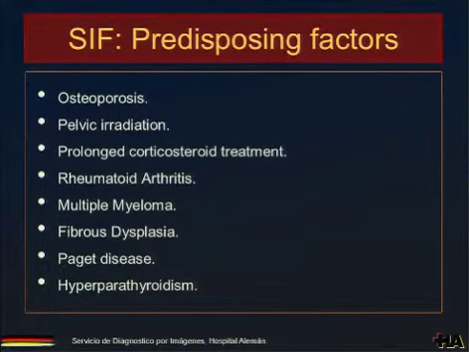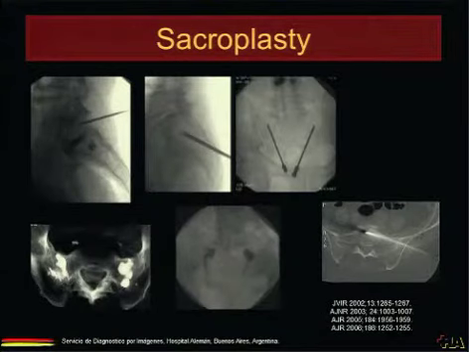The factors that predispose to this condition, this weakness of the bone, are osteoporosis, pelvic irradiation, prolonged corticoid treatment, rheumatoid arthritis, myeloma, Paget's disease, and hyperparathyroidism.